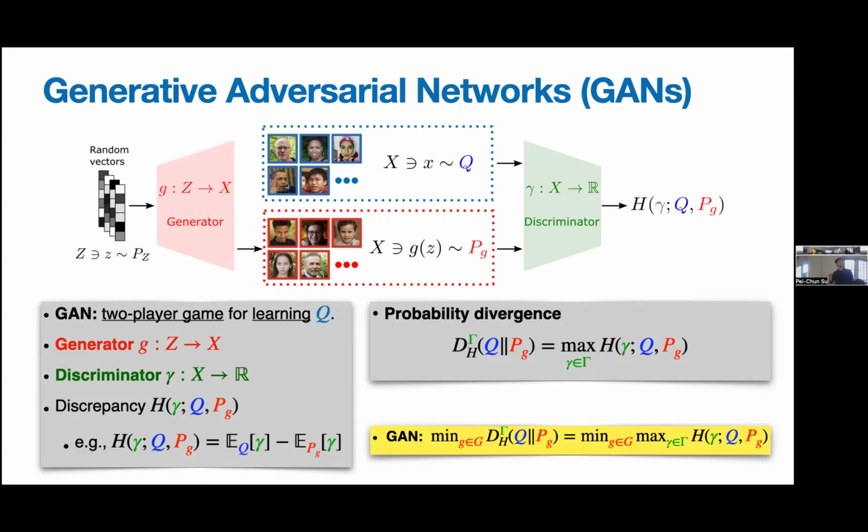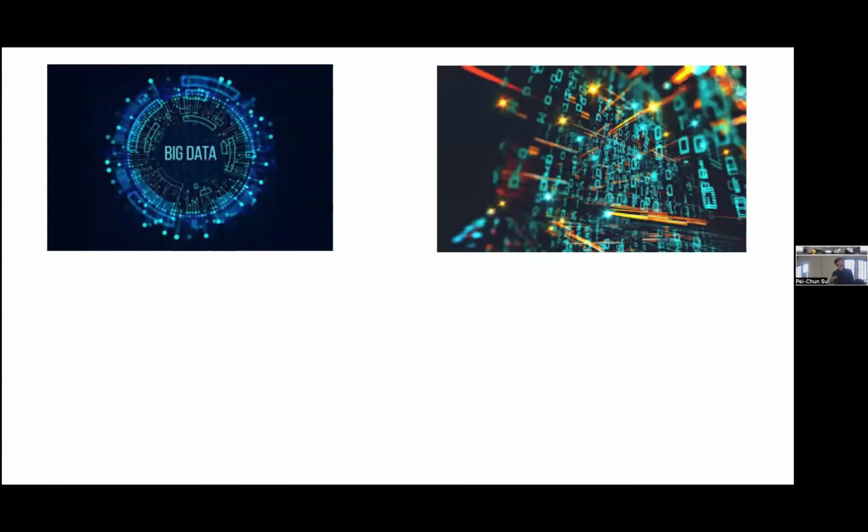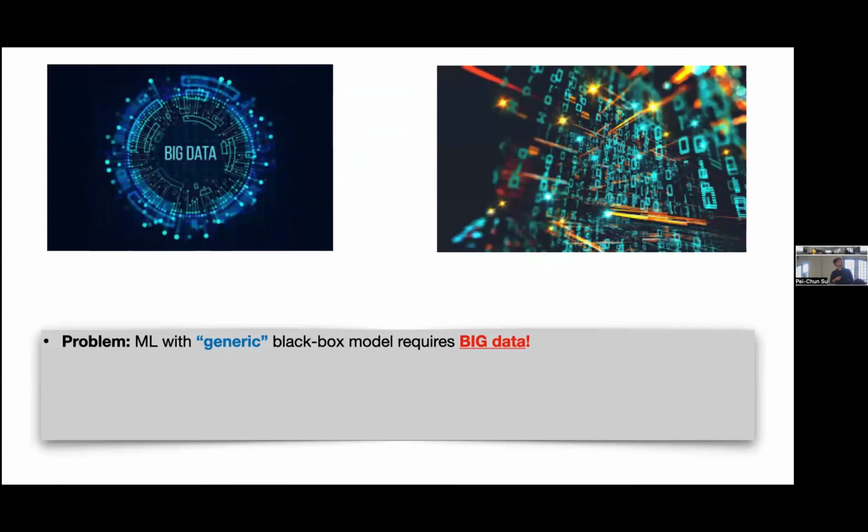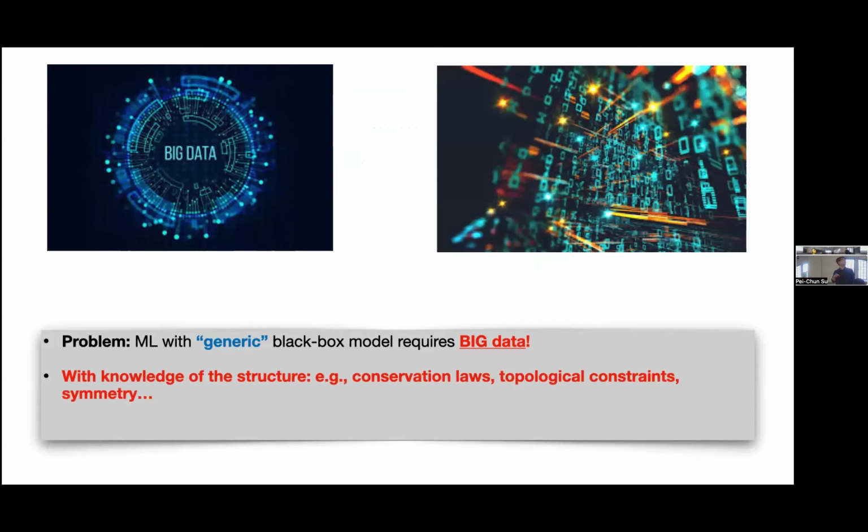So the overall problem is really a minimax problem. The maximum part gives you the formulation of probability divergences, and you want to find the best generator such that this divergence between fake data and real data can be minimized. Okay, so one central question of generative modeling, or even more generally machine learning, is that machine learning with a generic black box model typically requires big data to train. And suppose there is some structure of the data and we know the underlying structure of the data distribution.